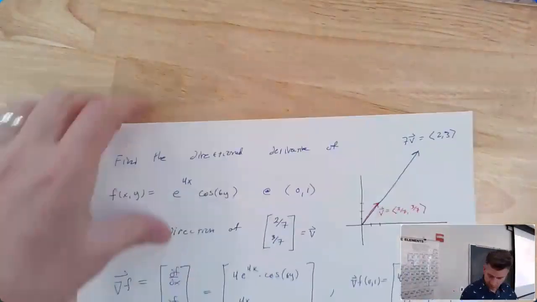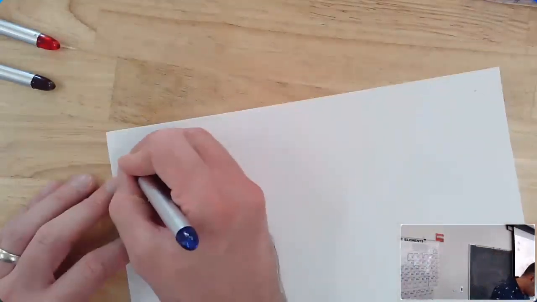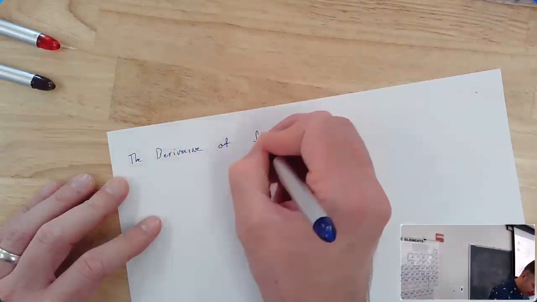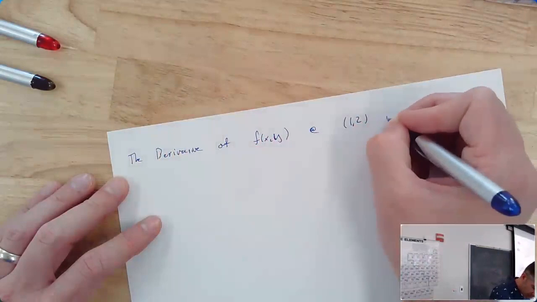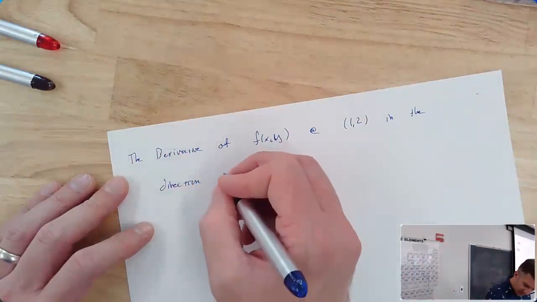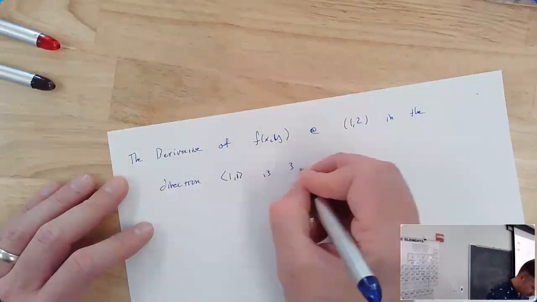So this question is, I would say this one we're about to do is similar in nature to question 9 on your homework, but a little bit different. But it's kind of got the same flavor to it. So here's the question. Here's what we've got. The derivative of f of x, y at the point 1 comma 2 in the direction of the vector 1 comma 1, that is a vector, not a point, is 3.